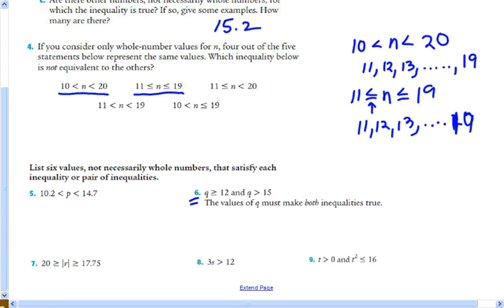So if it's greater than or equal to 12, I'm thinking of a number like 13. But the word and means it also must be greater than 15. Since 13 is not greater than 15, that doesn't work. 14 doesn't work. 15 is not greater than 15. The first value that's a whole number that works is 16. 16 is greater than or equal to 12, and it's greater than 15. Numbers like 15 and a half also work, and so on.